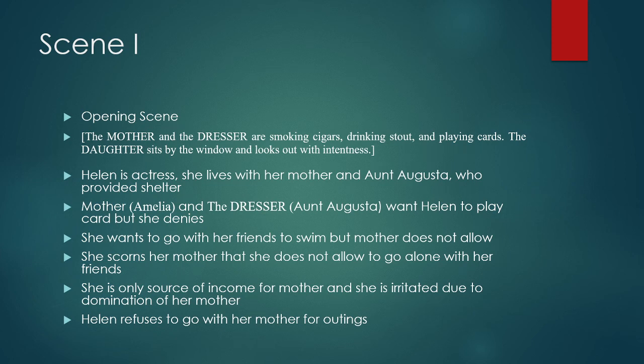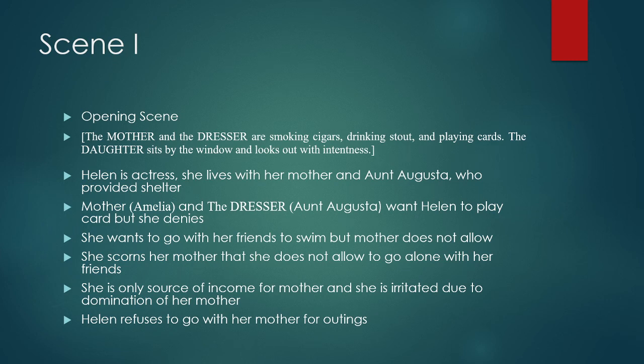Mother and the dresser want Helen to play cards but she denies. She wants to go with her friends to swim but mother does not allow. So this daughter scorns her mother, who does not allow her to go alone with her friends. She is the only source of income for mother and she is irritated due to the domination of her mother. So the daughter refuses to go with her mother for outings and even avoids introducing her mother to her friends.